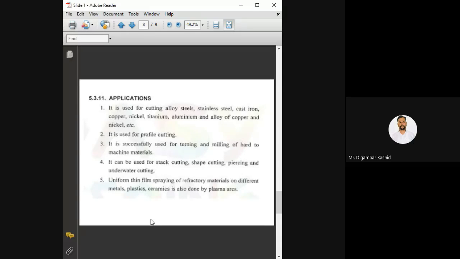Again, along with this, as we have stated that multiple torch system is there, that we can use for simultaneous cutting of varieties of the shape from one plate.